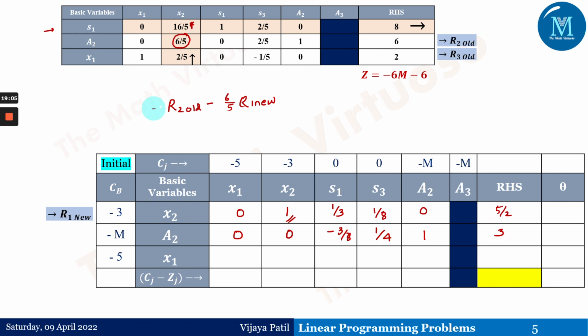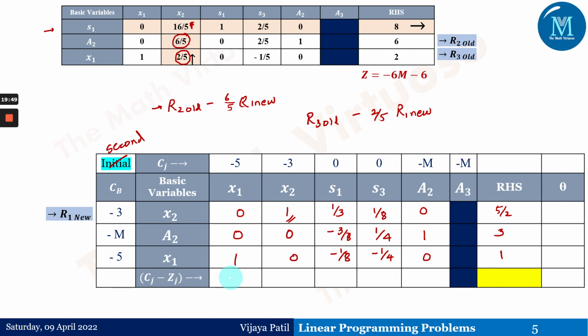Pause the video. Follow the transformation and try to get these rows. Similarly, this 2 by 5 needs to be 0 using this 1 again. This would be the second transformation or second iteration. For the third row, we take the same transformation, R3 old minus 2 by 5 times R1 new. Based on this transformation, you will get the values as 1, 0, minus 1 by 8, then minus 1 by 4, then 0, and then a 1 over here.